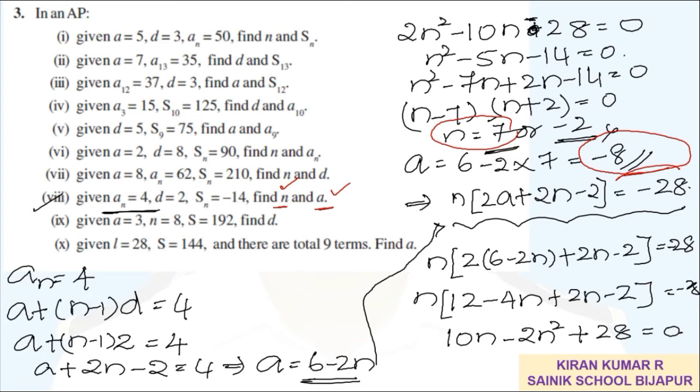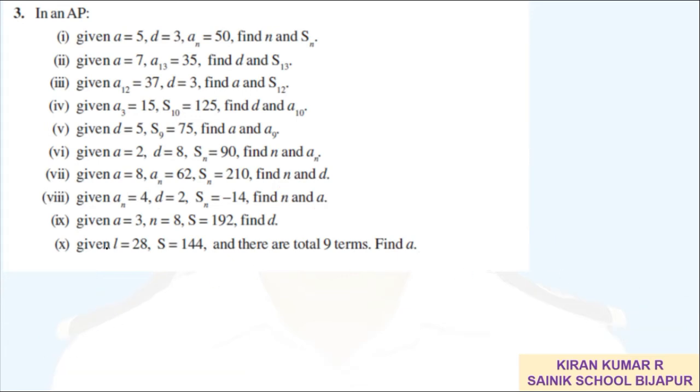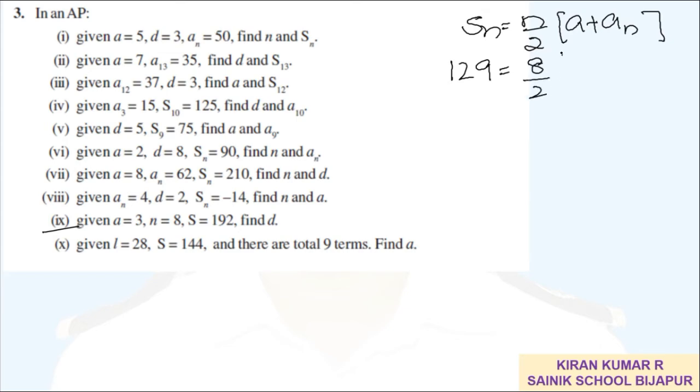Let us solve question 9 now. Question number 9. They have given the value of a as 3, n as 8, Sn as 192. So let me use the formula Sn as n by 2 times of a plus the last term. Instead of l, I am using an. So 192 equal to n by 2, which is 8 by 2 times of a value is 3 plus an. Now I can find the nth term. For that, let me cross multiply.